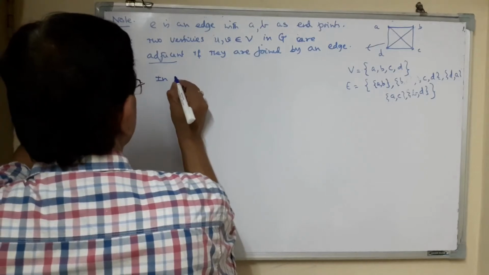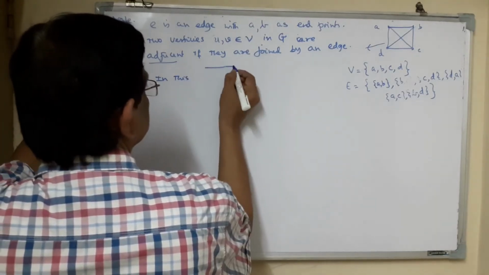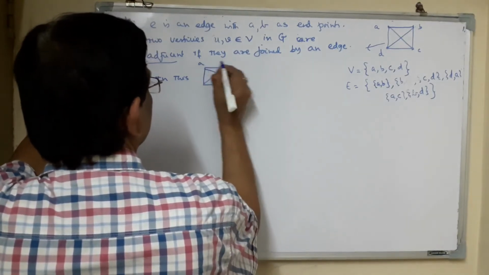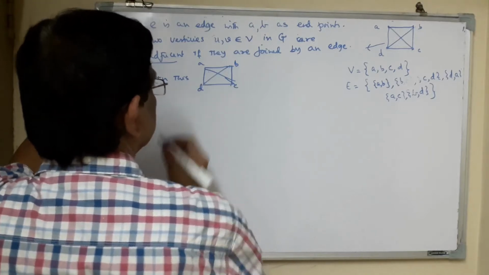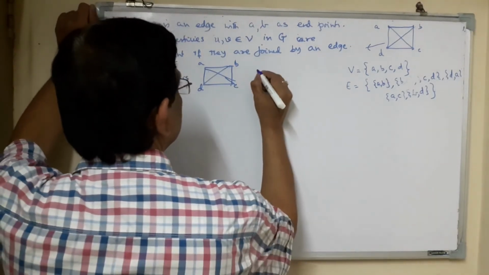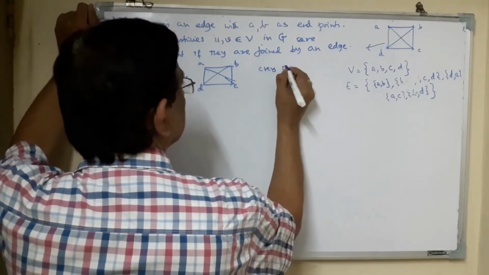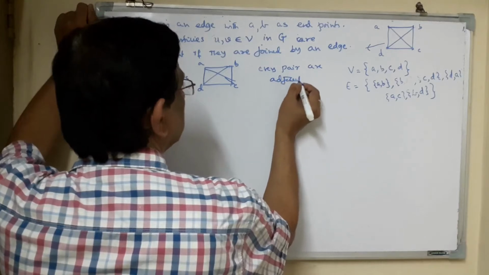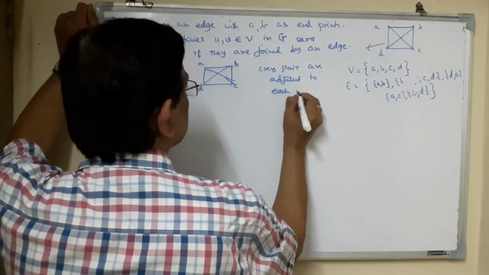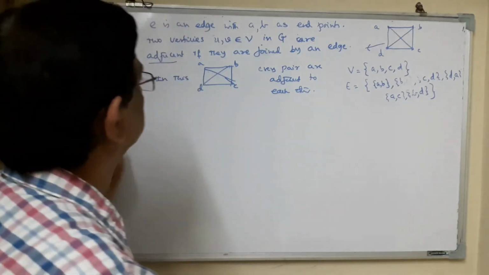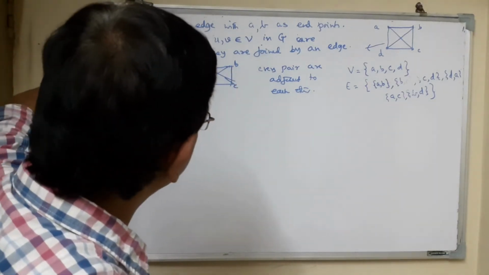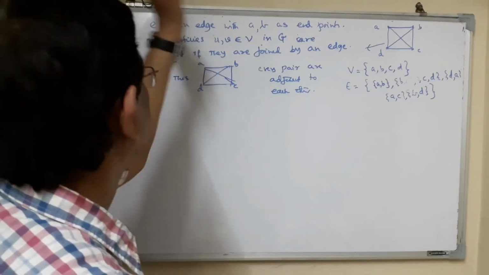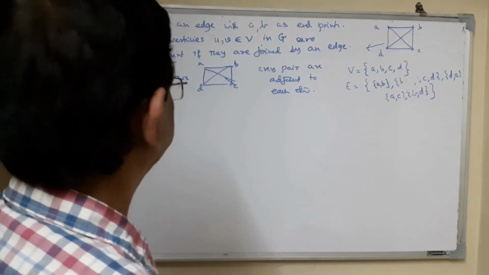So in this example, C, D, in this, every pair is adjacent to each other. AB are adjacent, AC are adjacent, AD are adjacent. Similarly, DA is adjacent, DB is adjacent, DC is adjacent. So these are all adjacent pairs.